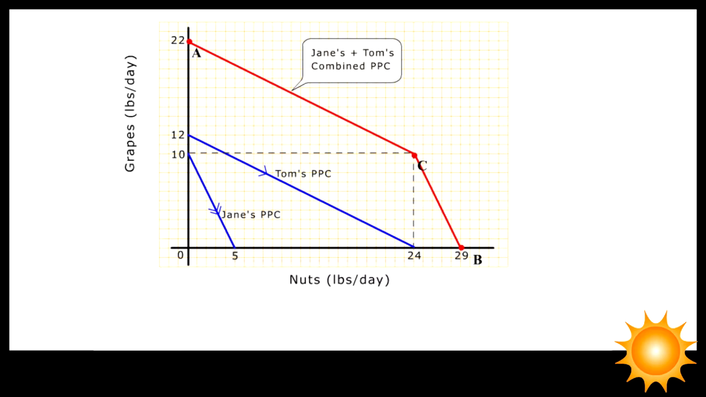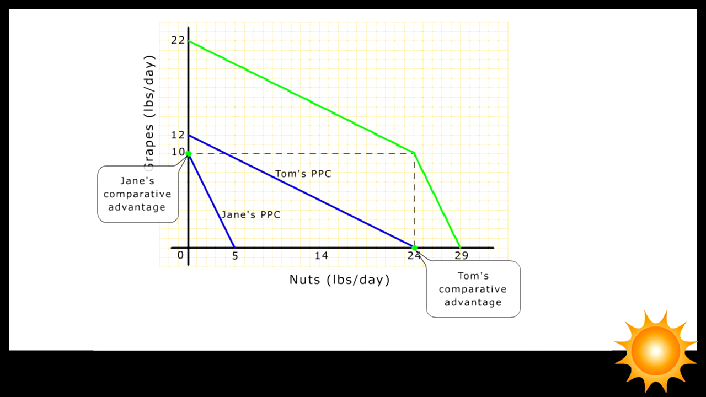All points along the combined PPC represent the combined output of Tom and Jane, with at least one of them specializing according to their comparative advantage. Let's move down the combined PPC from the vertical intercept and observe where the producers are on their respective production functions, corresponding to each point on the combined PPC.